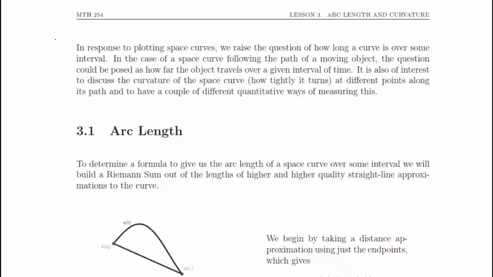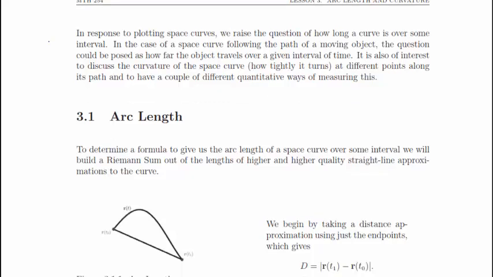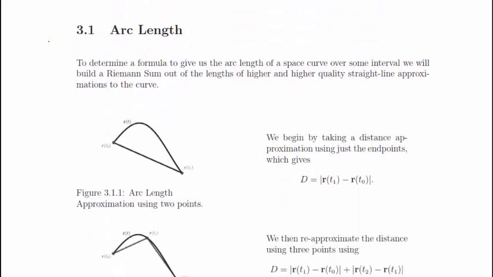In response to plotting space curves, we raised the question of how long a curve is over some interval. In the case of a space curve following the path of a moving object, the question could be posed as how far the object travels over a given interval of time. It's also of interest to discuss the curvature of the space curve, how tightly it turns at different points along its path, and to have a couple of different quantitative ways of measuring this. So the first thing we're going to look at is arc length here.